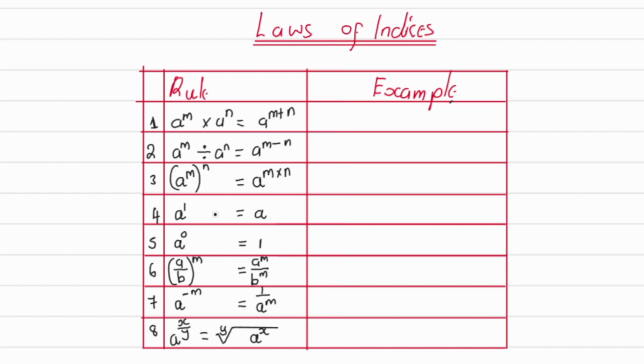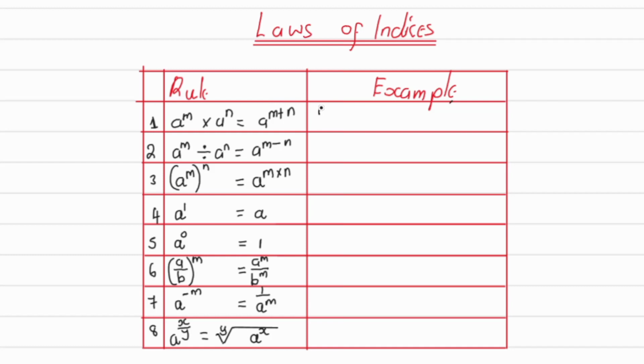In this video, I'll be explaining the laws of indices. Now, the first rule says when indices have the same base, add the powers. So what it means is we have a raised to the power of m multiplied by a raised to the power of n. Our answer is going to be a raised to the power of m plus n. Okay, because a and a are the same bases.